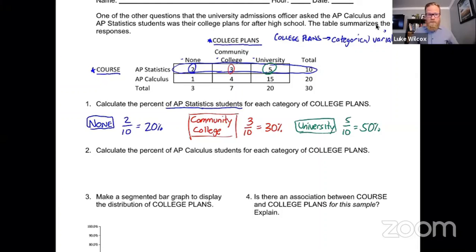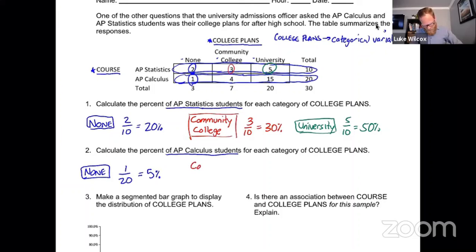All right, let's move to number 2, which is now to calculate the percent of AP Calculus students for each category of college plans. So now we are only dealing with the AP Calculus students, which is the second row in this table. And we want to find the percent within each category. So starting with none, I have 1 of my AP Calculus students. That is only 1 out of 20. That is 5% of AP Calculus students that do not have college plans.